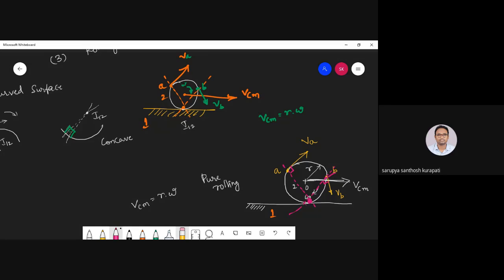It is going to meet at the point of contact between the roller and the surface.